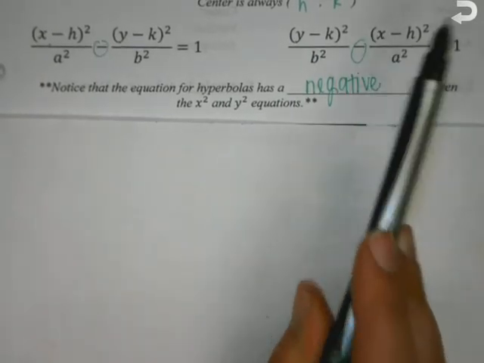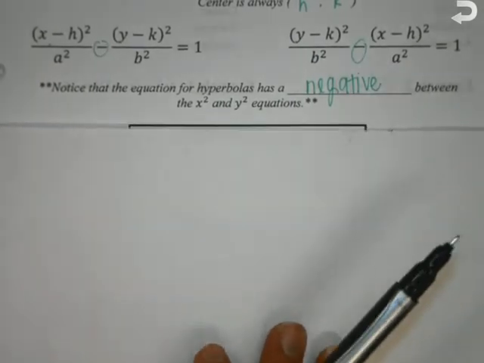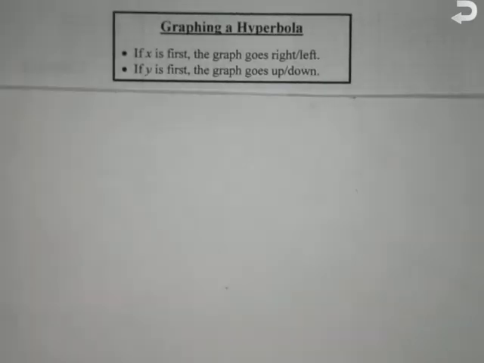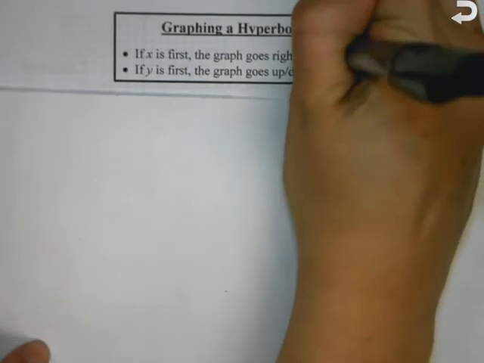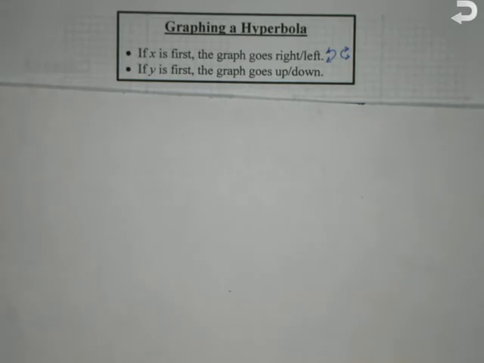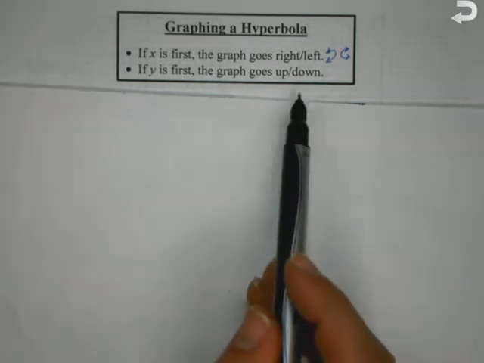Okay, so when I am graphing these things, if x comes first, and I already explained this, then the graph is going right to left. So my two parabolas are going from right to left. They're sideways. If x comes first, I'm going along the x-axis. If y comes first, then I'm going along the y-axis, which means I'm going up or down.